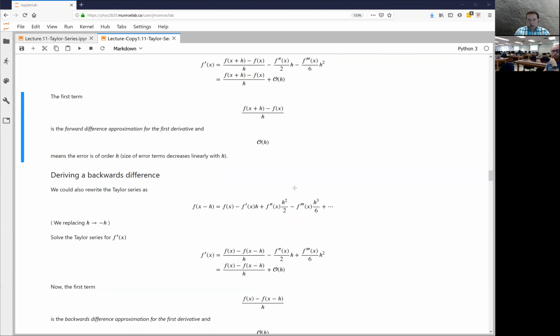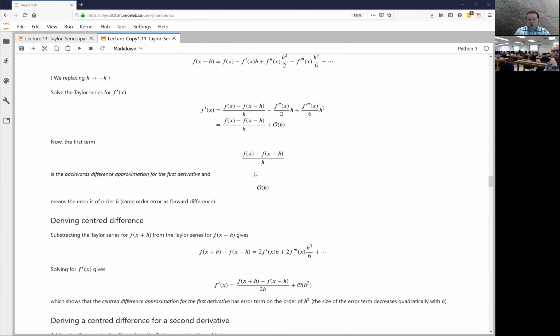This expression is what we called the backwards difference approximation for the first derivative. So this expression here is an approximation for what the derivative is. It's a different approximation than the forward difference. It's going to be a different number, but it'll have the same error in the sense that as h gets smaller, the error between this value and the true derivative will decrease linearly with h.